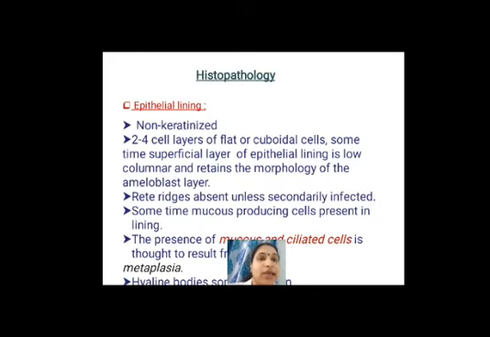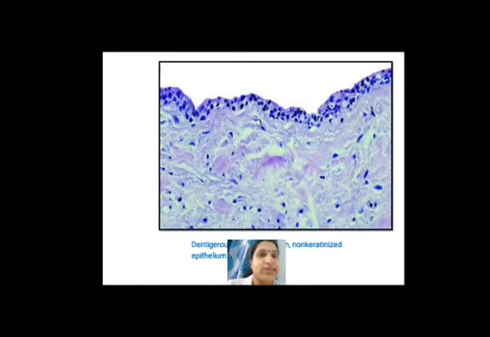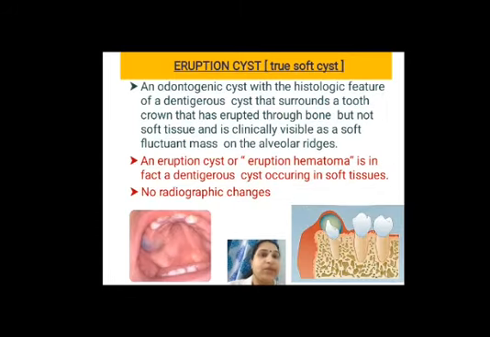And histologically, the cyst contains a non-keratinized epithelium. The epithelium will be only about 2 to 4 cell layers containing flat cuboidal cells. Sometimes there can be mucous cells and ciliated cells seen. So this picture shows a fibrous connective tissue wall with a very thin epithelium.